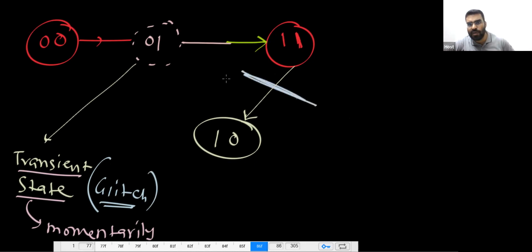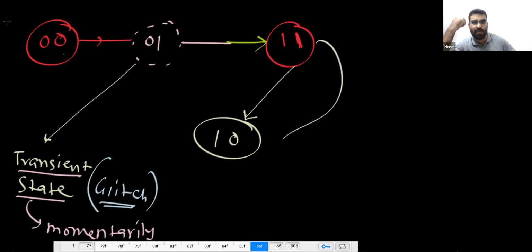Now you tell me, from 1 1 to 1 0, will there be any transient state? No. Why? What is the reason this transient state is coming? Because 2 bits are changing. You can notice first LSB will change, then MSB will change. Correct or not? So this is the reason this transient state is coming.